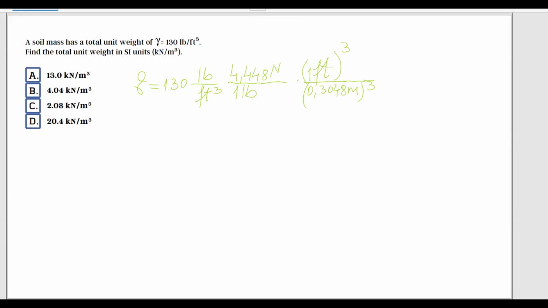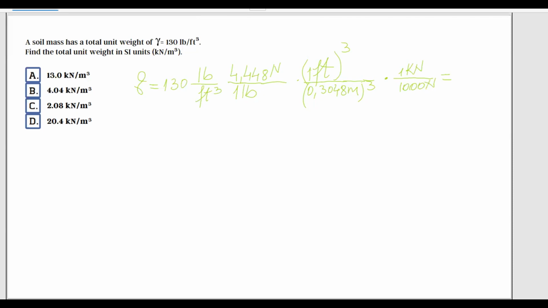Now, in order to bring this to kilonewtons, I have to divide by 1,000. So what I'm going to do, I'm going to say 1 kilonewton equals 1,000 newtons. So now I'm going to get rid of newtons and I'm going to be left with kilonewtons. Okay, let's see how this will end up.